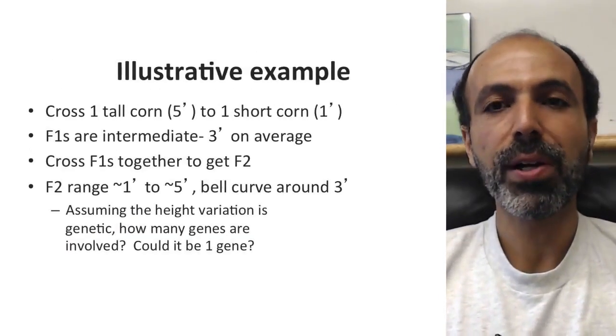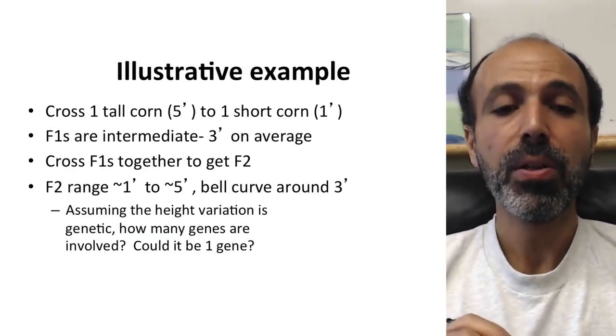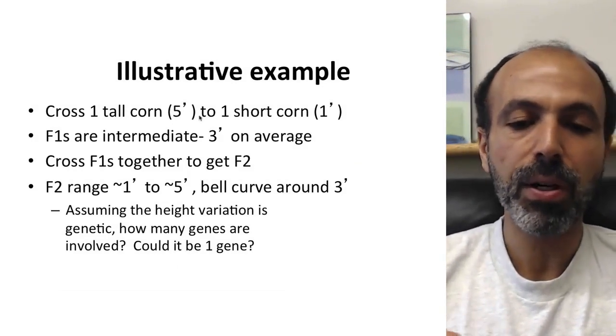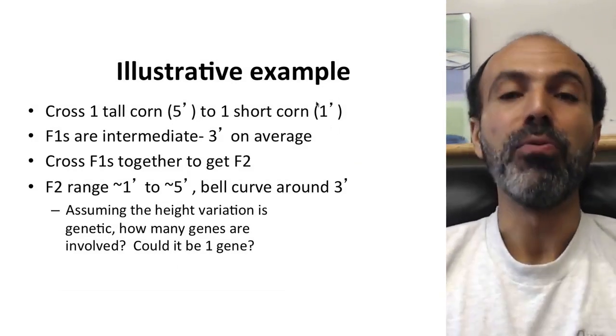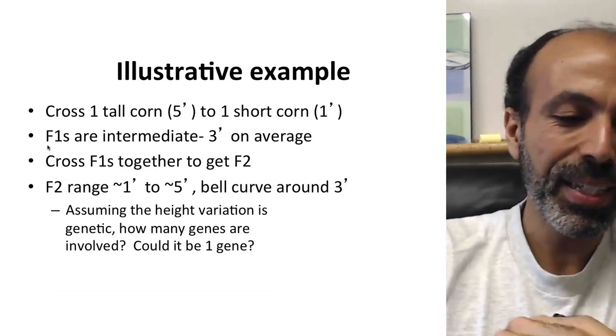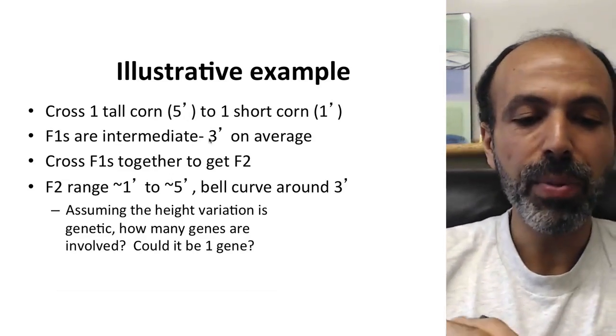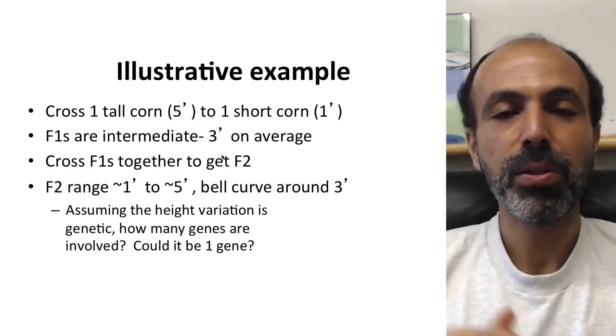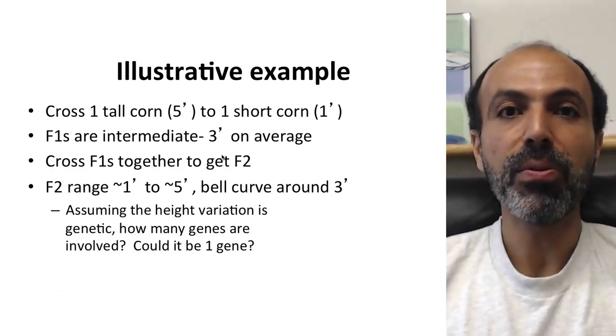Let's imagine you're crossing some corn strains. Let's say you have some tall corn, which is 5 feet tall, and some short corn, which we'll say is 1 foot tall. That would be anomalously short corn, but let's pretend that's okay. Now let's say the F1s, the offspring, are intermediate, so they're 3 feet on average, and they're pretty consistent about being 3 feet tall.